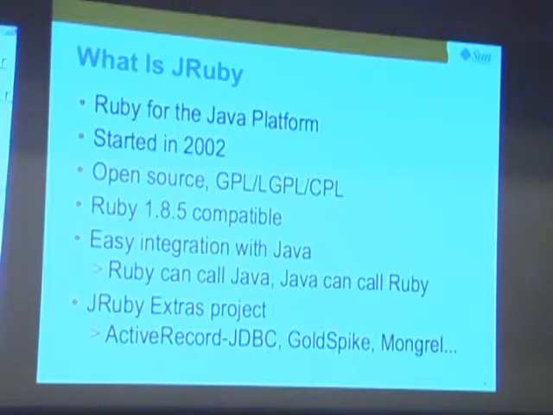JRuby is also a collection of additional projects, like Active Record JDBC, which is an Active Record connector that allows you to connect to databases through Java's JDBC technology. Another project we have is GoldSpike, which is a Rails plugin that allows you to bundle your Rails application into a deployable unit that allows you to deploy to Java application servers.